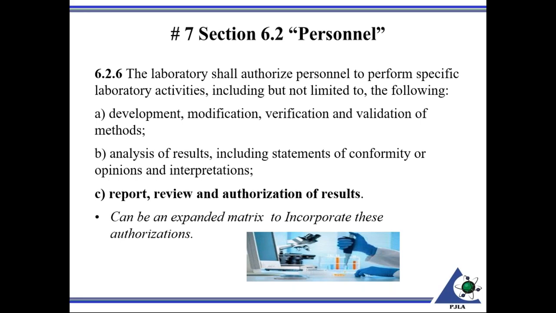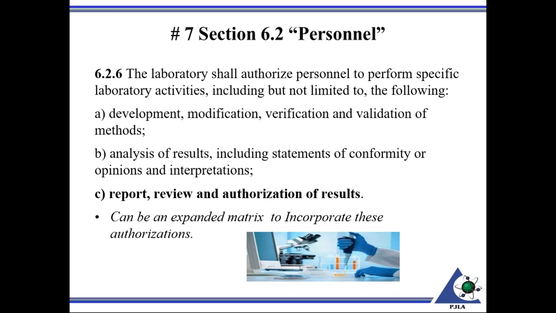And I highlighted C because this is one thing I would have an inkling is often missed in this area. 6.2.6 C, report review and authorization of results. In other words, even if it's the same person who is performing the test and they're also authorizing the release of the report, checking it, reviewing it before it goes out, there are two separate authorizations there. One to perform the test or calibration, and the other to actually authorize, issue, and release the reports to your customers. I just mentioned it could be the same person for small organizations.